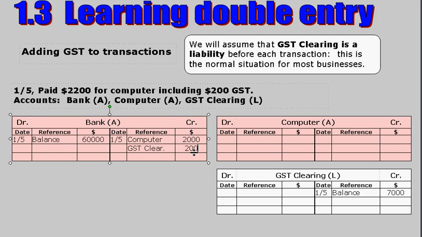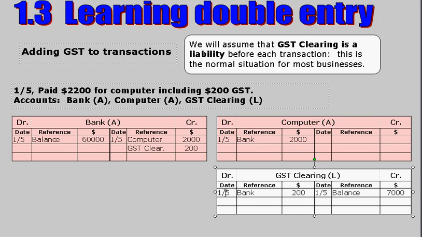Now those two credits are matched by a debit to the computer account to increase the value of the asset, cross-reference bank, value $2,000. So you debit computer $2,000 to increase the value of the asset, and the other debit goes to the GST clearing account, cross-reference bank, $200. That reduces the value of the liability. Because the business has paid $200 GST, it reduces its GST commitment to the ATO, the Australian Taxation Office, so it's a debit entry to reduce the liability.